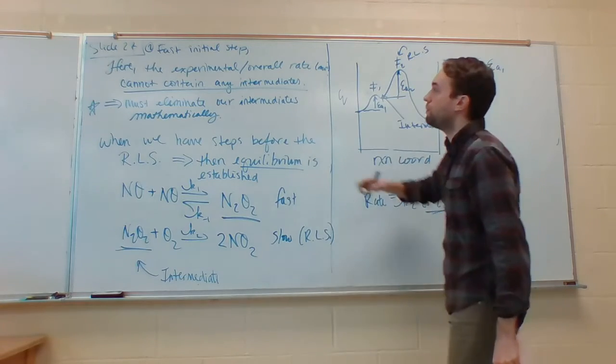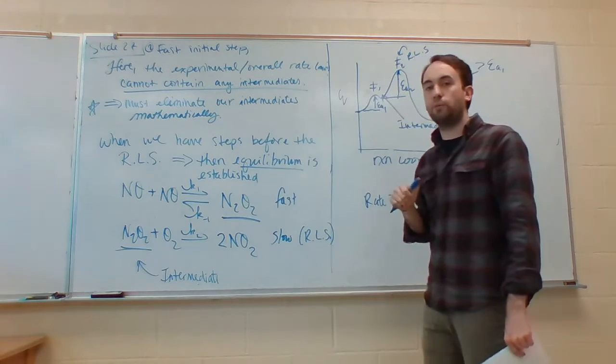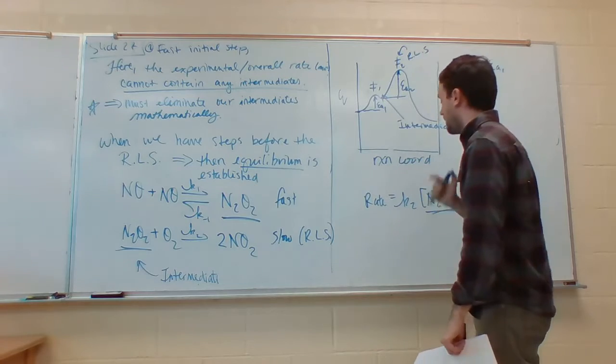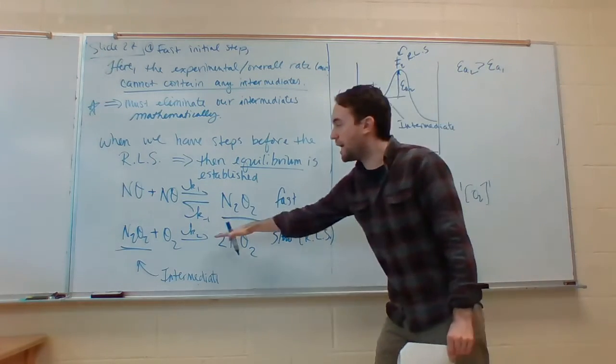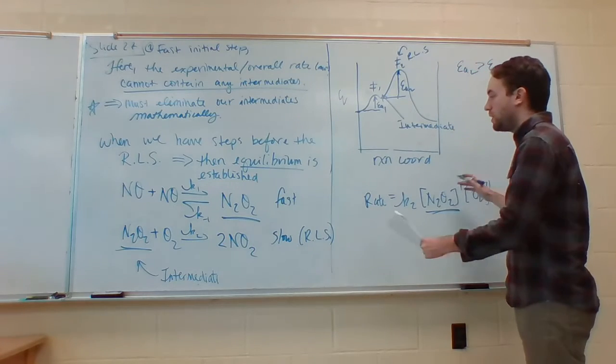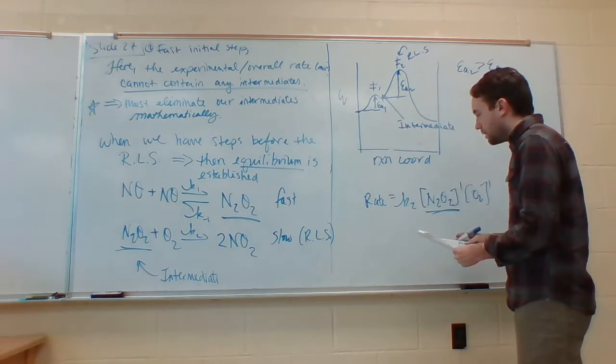And what was our rule? That it cannot contain intermediates and we have to eliminate them mathematically, okay? So this is our rate law for our second elementary reaction. We can't use this as our overall, okay?